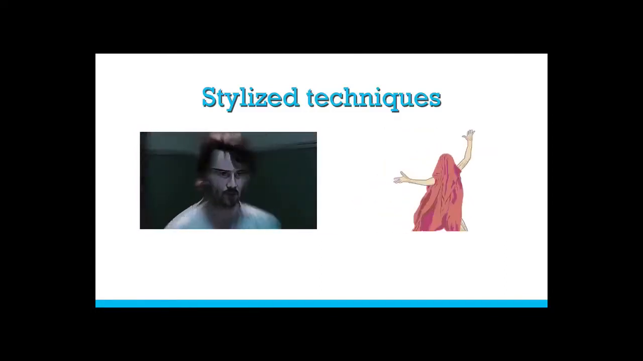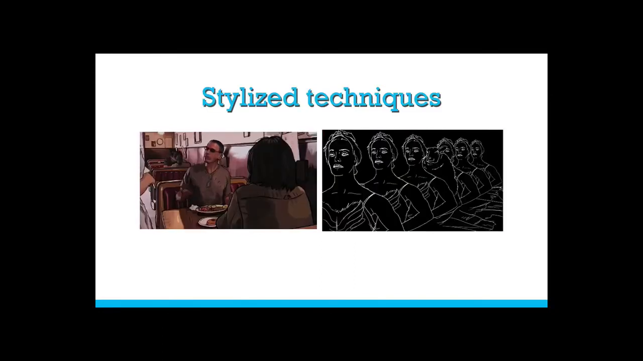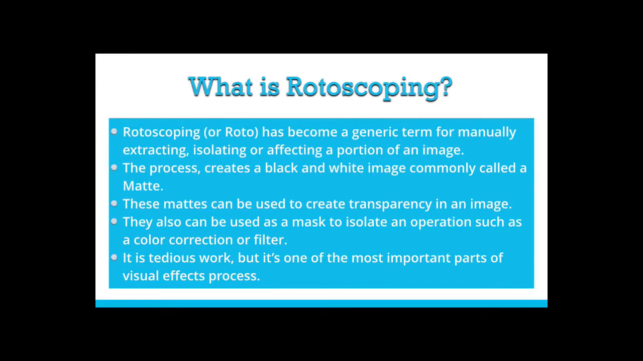So like I said, you'll see this roto technique used not only for generating mats, but for doing conversion and for doing more stylized stuff like you see here. So, what is rotoscoping? Like I said, we just use it as a generic term for manually extracting, isolating, or affecting a portion of an image, right? That's basically it. The process creates a black and white image that we can use as either a matte or a mask or some type of holdout or fill shape. These mats can be used to create transparency. That would be pre-multiplying it, in this case using it as an alpha. They can also be used as masks to isolate areas, right?